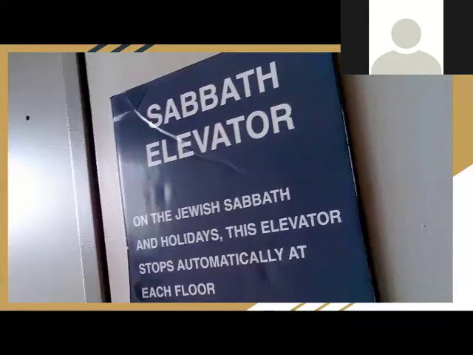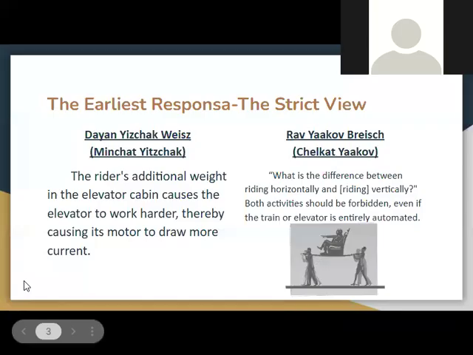So let's talk about, for example, the earliest authorities who discuss elevators. We're going to take a look at the earliest responsa. We're going to take a look first at the strict view of the Minchas Yitzchak and the Chalkas Yaakov. This is Dayan Yitzchak Weiss and Rabbi Yaakov Breish, and we're going to discuss their opinions. Both of them were stringent. Both Dayan Weiss and Rav Breish forbade using elevators on Shabbos, even if they're set to automatically stop at every floor, like a Shabbos elevator is.